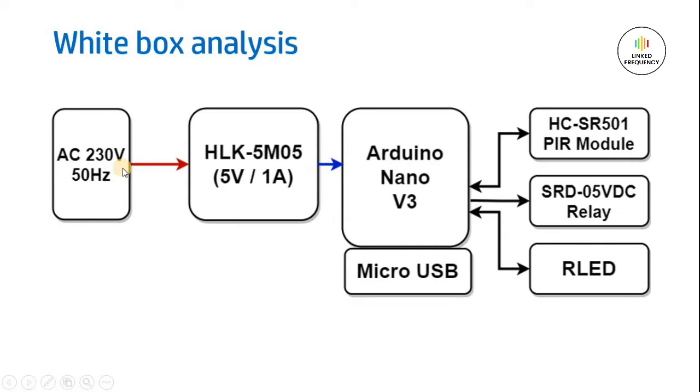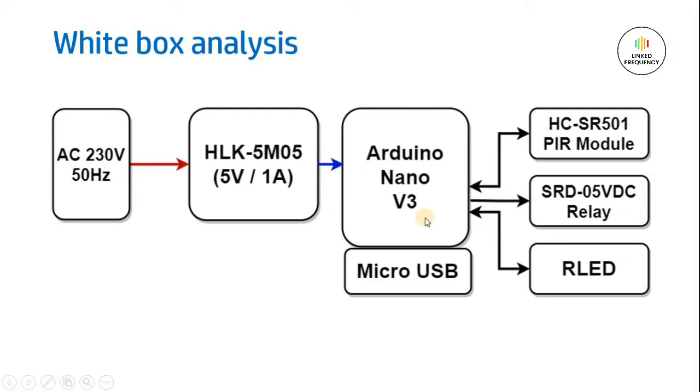Now we have a 230 volt AC, 50 Hz frequency, so we will be using the HLK-5M05 SMPS module which converts the 230 volt AC into 5 volt DC. Why do we need 5 volt DC? Because our entire electronic circuit works on 5 volt DC or 3.3 volt DC. Since we have a 5 volt relay module and the sensor is also using 5 volt, that's why we are converting 230 volt AC into 5 volt DC.